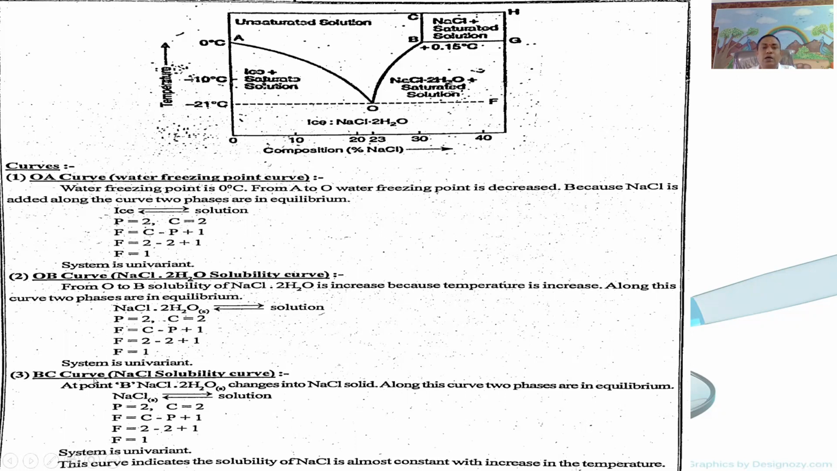Next, BC curve. BC curve, the sodium chloride solubility curve. At point B, sodium chloride water changes into solid sodium chloride. Along this curve, two phases are in equilibrium, that is solid sodium chloride and solution of sodium chloride water. The number of degrees of freedom required is F equals C minus P plus 1, that is 2 minus 2 plus 1, F equals 1. The system is univariant. This curve indicates the solubility of sodium chloride is almost constant with increase in temperature.